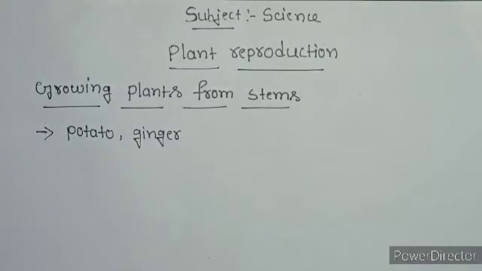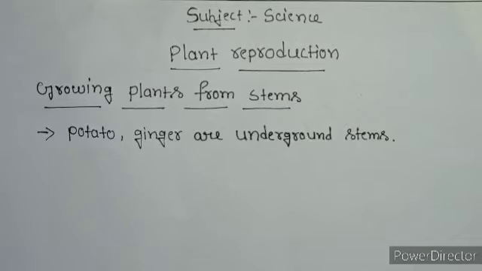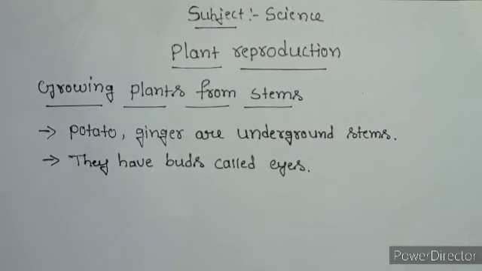Some plants, such as potato and ginger, can reproduce through stems. Potato and ginger are underground stems, where the stem part is present below the soil, below the ground level. They have buds, and these buds are called eyes. A piece of their stem having an eye can grow into a new plant.